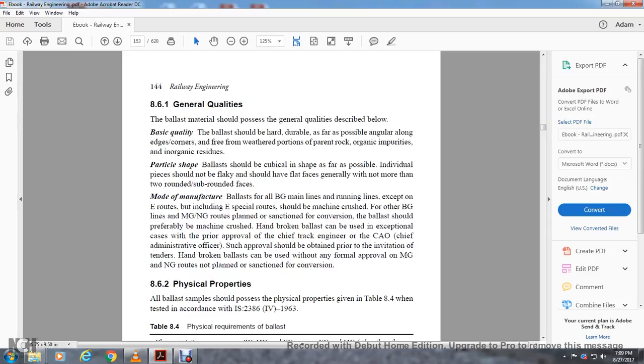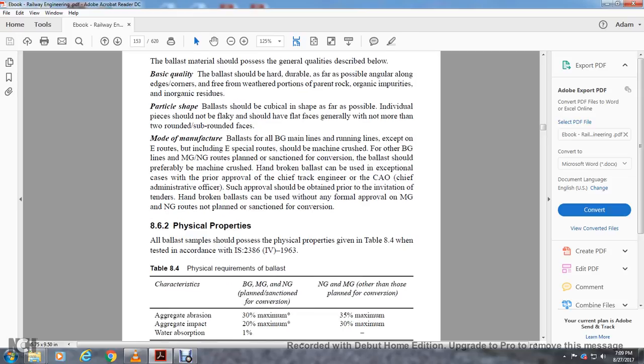Hand broken ballast can be used in exceptional cases with the prior approval of the Chief Track Engineer or the Chief Administrative Officer. Such approval should be obtained prior to the invitation of tenders. Hand broken ballast can be used without any formal approval on meter gauge or narrow gauge routes not planned and sanctioned for conversion.